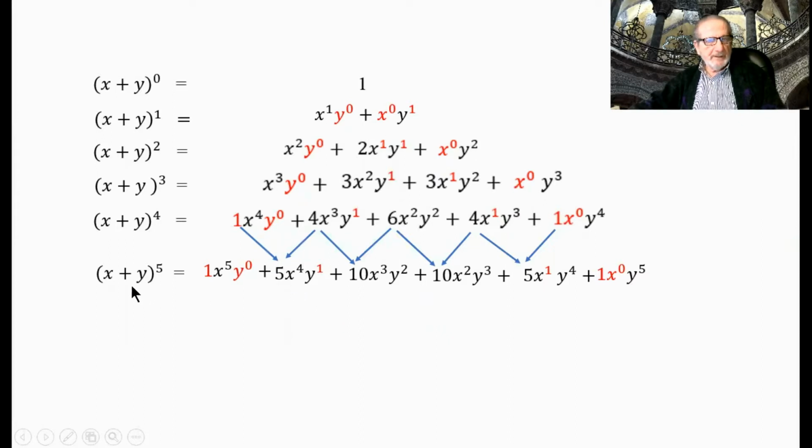So you notice here when I do x plus y to the power 5, it always starts with x to the power 5, y to the power 0. It ends with x to the power 0, y to the power 5. Now look at those numbers. This 5 is coming from 1 plus 4. This 10 is coming from 4 plus 6. This 10 is coming from 6 plus 4. This 5 is coming from 4 plus 1, and then it ends up with 1. Starts with 1, ends with 1.